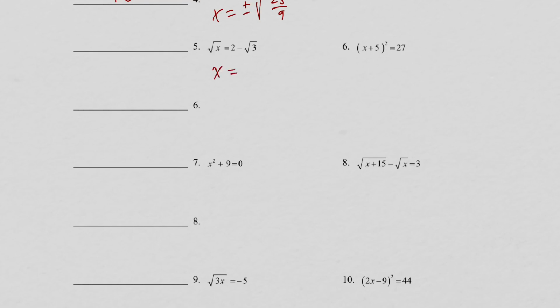When we square the right, this is a binomial, so it's the first item squared, twice the product of the two. The product of the two is negative 2 root 3, so twice that is negative 4 root 3. And then the last item squared is always positive, but this squared is just 3. So plus 3. And so this and this are like terms, so x is equal to 7 minus 4 root 3.